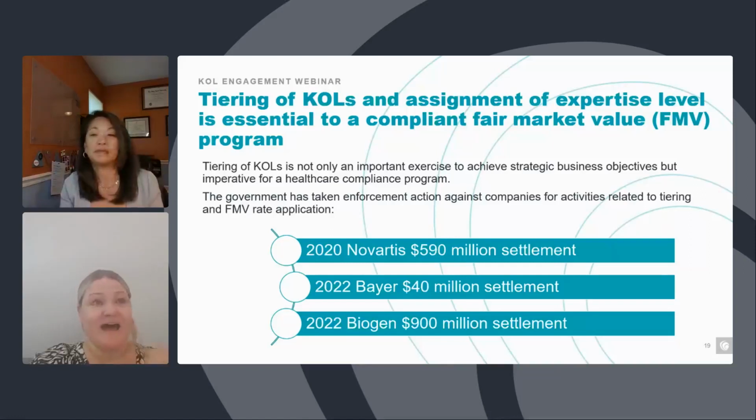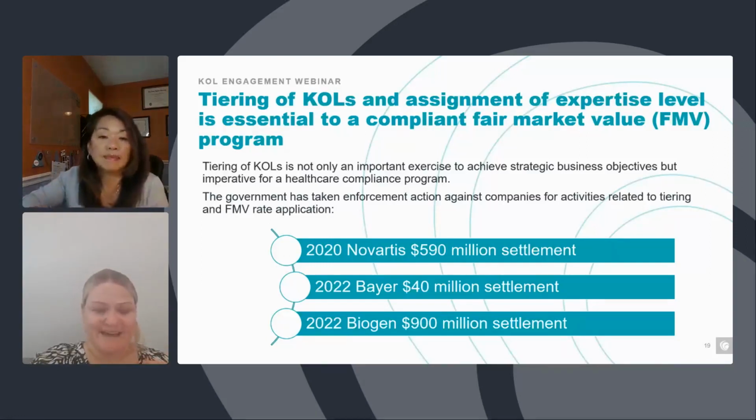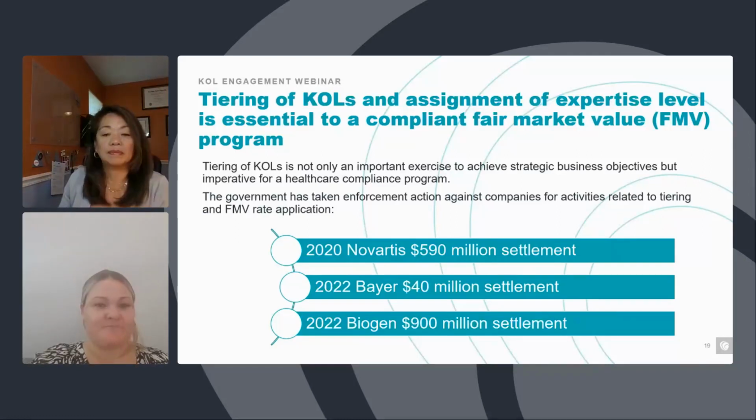This is one of the highest risk areas for any life sciences company in the US or globally. And there are active enforcement actions on an ongoing basis that focus on payments to HCPs. Just touching on the large dollar amounts that you see here, right? The 2020 Novartis settlement that was $590 million. We had a 2022 Bayer settlement that was $40 million. And then the most recent largest settlement ever of its kind, Biogen, $900 million last year, all related to payments to HCPs and for these types of consulting and speaker program activities.